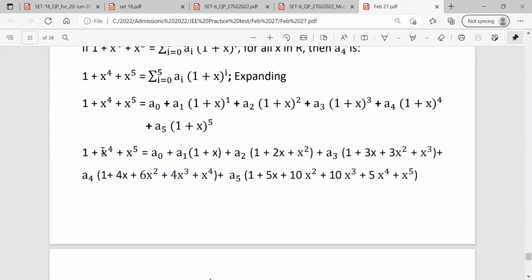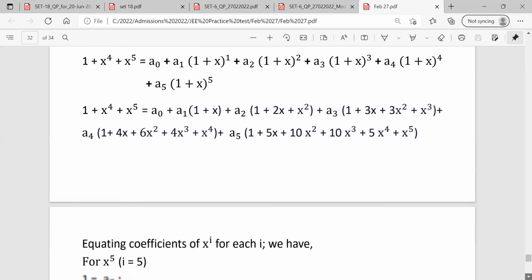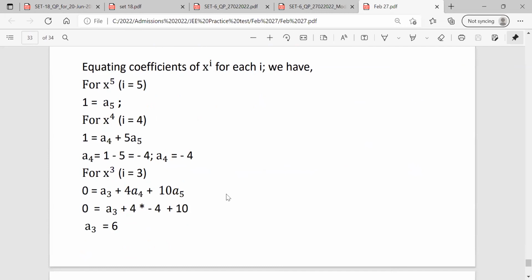Here for x cube, there is no value on this side. So A3 x cube will be there, A4 4x cube will be there, and A5 10x cube will be there. So I just write these down: 0 is equal to A3 plus 4A4 plus 10A5. A4 is minus 4 and A5 is 1. So substituting the values, I have A3 is equal to 6.